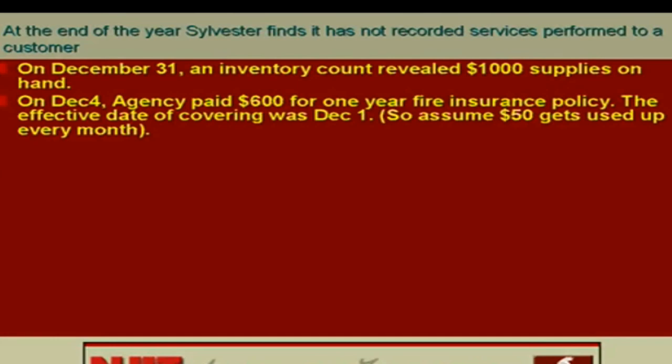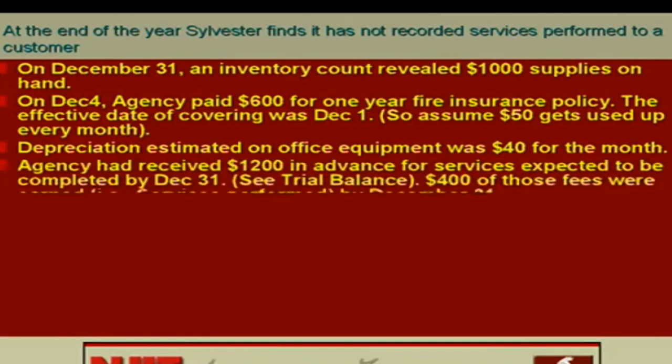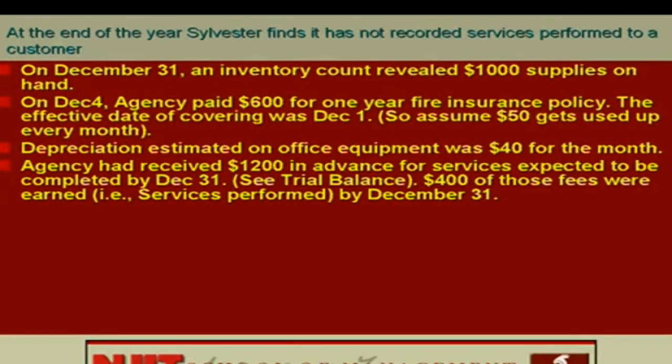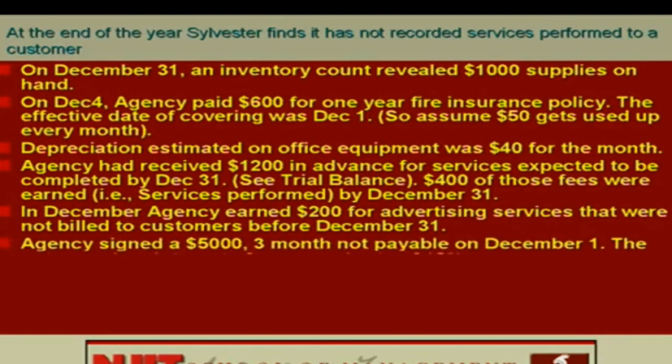So just assume $50 gets used up per month. Depreciation on office equipment is $40 for the month. Agency had received $1,200 in advance for services expected to be completed by December 31. $400 of those were earned. Agency earned $200 for advertising services that were not billed to customers. You signed a $5,000 3-month note payable on December 1st. The note requires an interest of 12% per year.